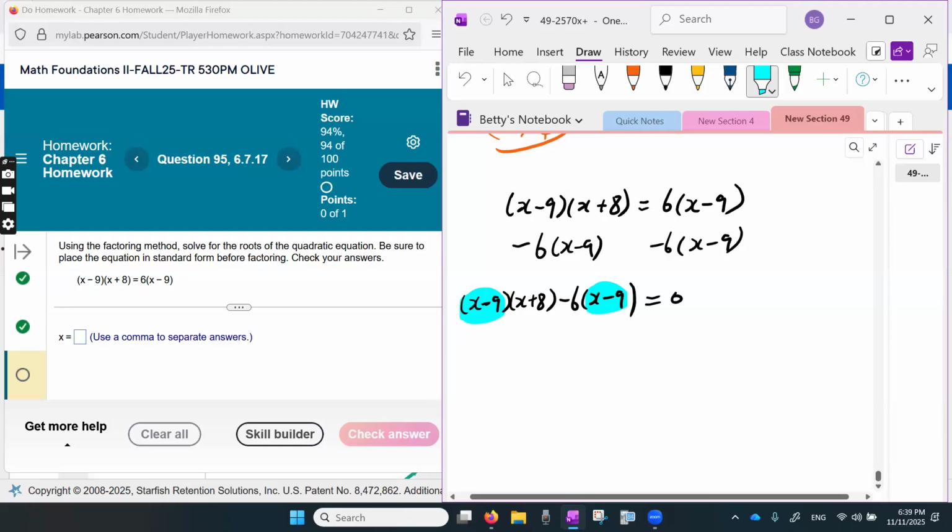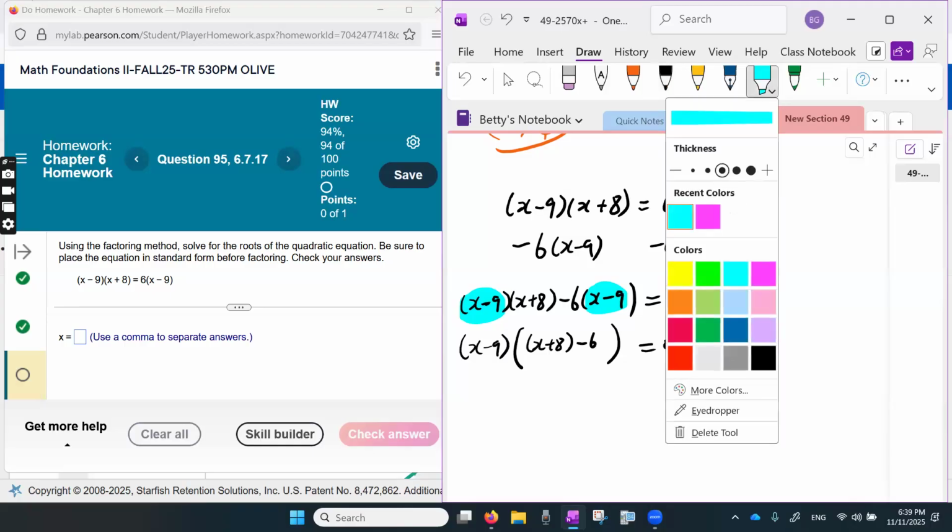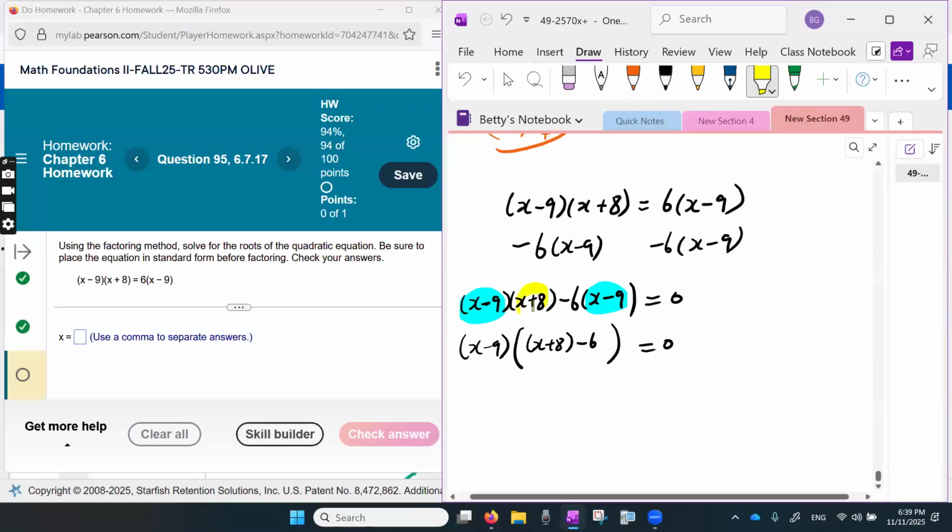Yeah, this one's a little bit different. Factor x - 9 out. And then we're going to have x + 8 - 6 inside the parentheses, right? I'm going to color those yellow. Those are the leftover. So x + 8 - 6 are left over. So we have (x - 9)(x + 8 - 6), which is (x - 9)(x + 2).